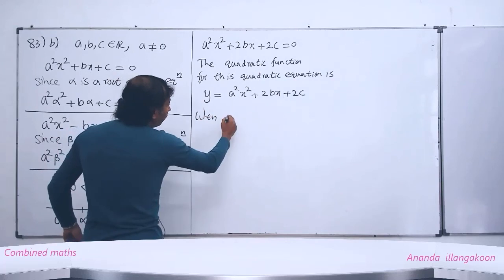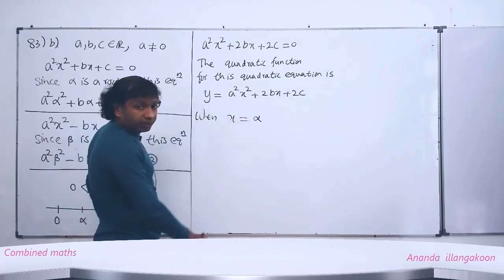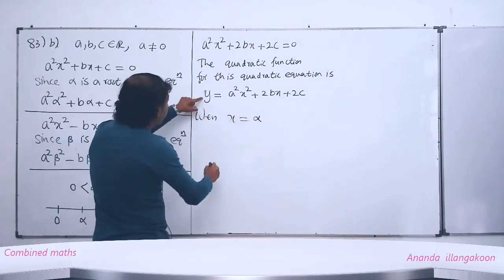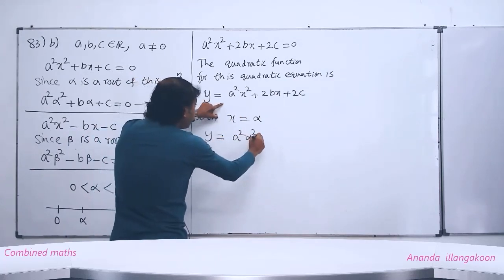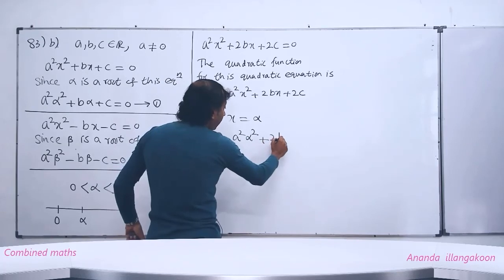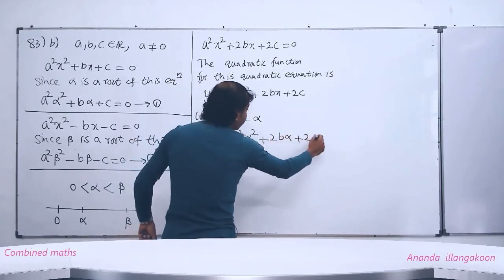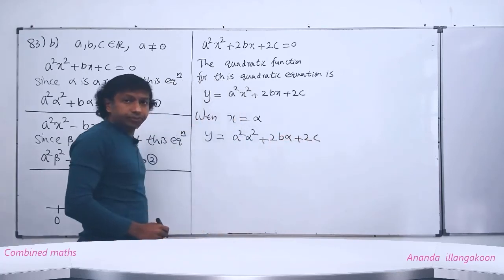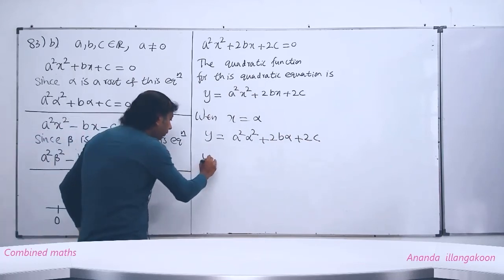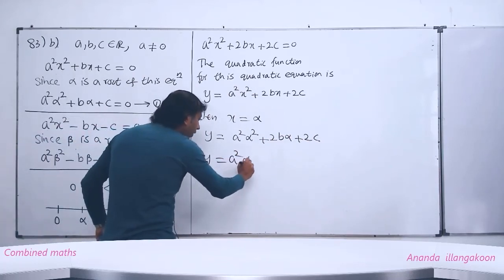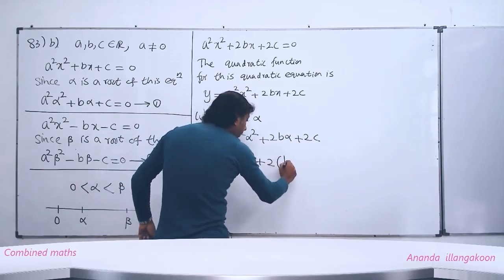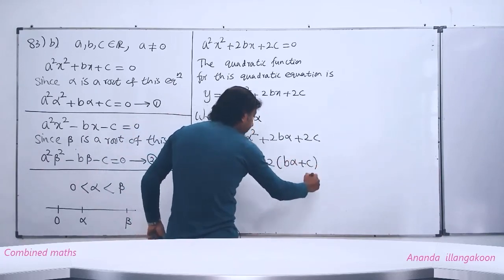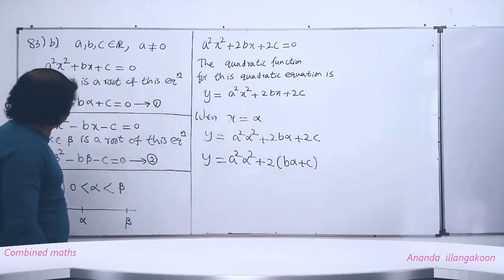When x equals alpha, put that alpha here. y equals a squared alpha squared plus 2b alpha plus 2c. I can write, people, a squared alpha squared plus 2, taking this 2 out, (b alpha plus c). People, you can very clearly understand.